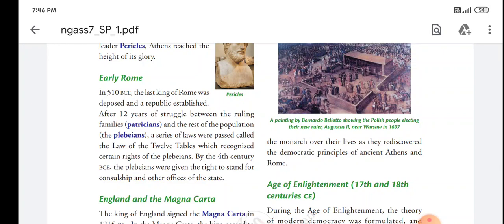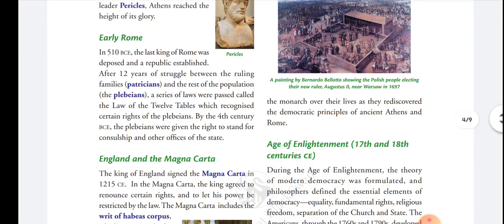Between these two groups, the ruling families and the population, after a struggle of 12 years, they made a series of laws. It means many laws were passed, and they called it the Law of 12 Tables, which recognized certain rights of the plebeians. Plebeians means the population. By the 4th century BCE, the plebeians were given the right to stand for consulship and other offices of the state. It means they could work for the country.